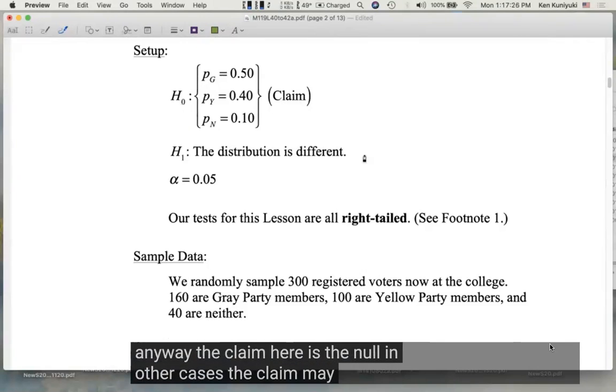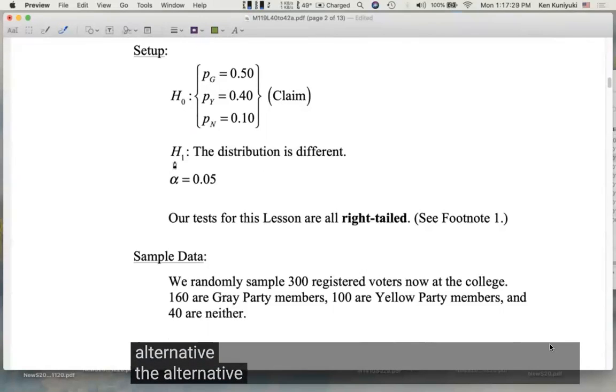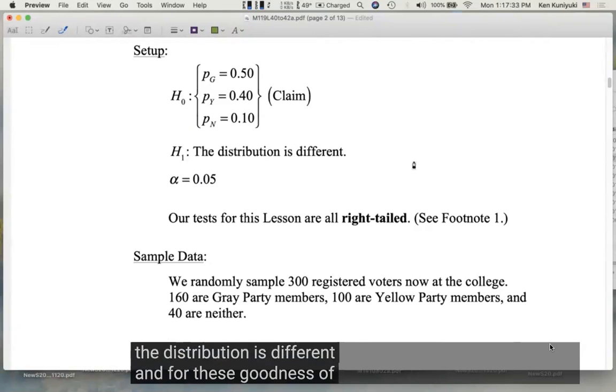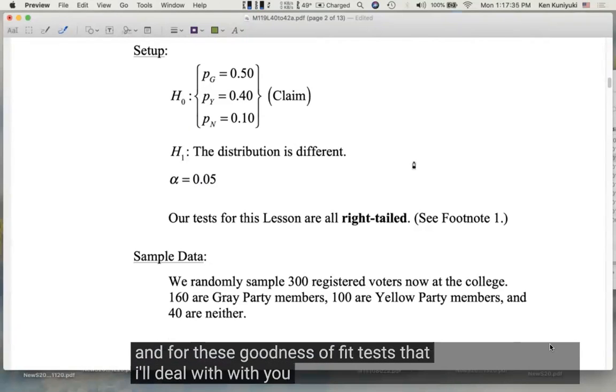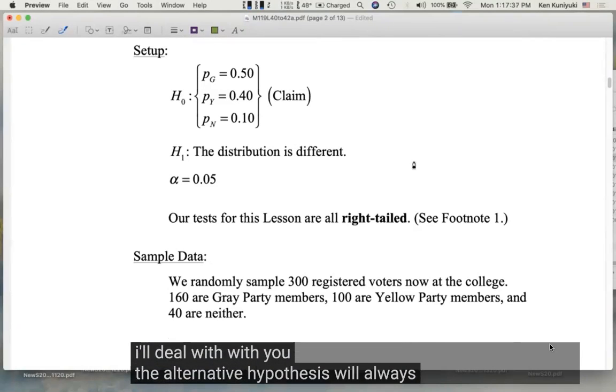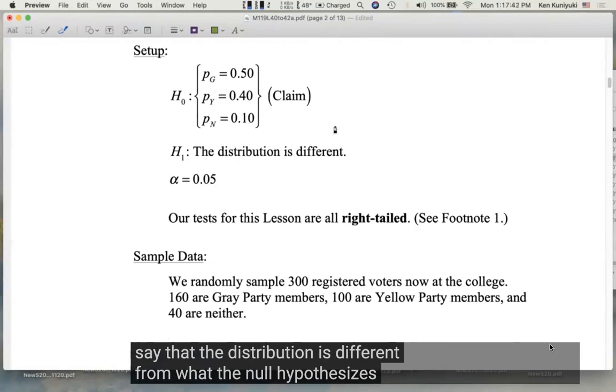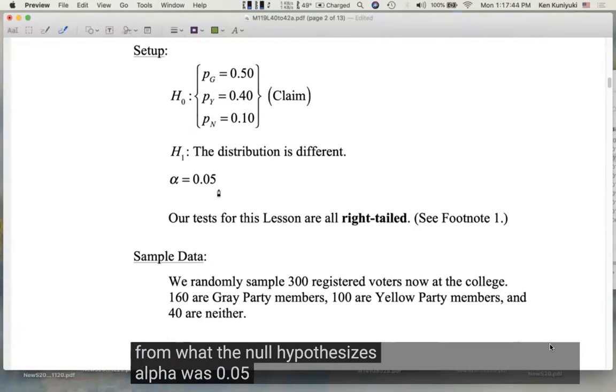In other cases, the claim may be the alternative. The alternative hypothesis, H sub 1, says the distribution is different. And for these goodness of fit tests that I'll deal with, the alternative hypothesis will always say that. The distribution is different from what the null hypothesizes. Alpha was 0.05. That was given in the problem.